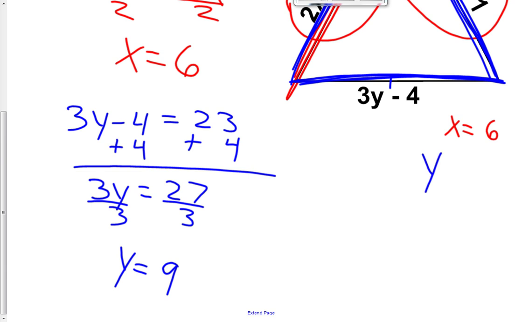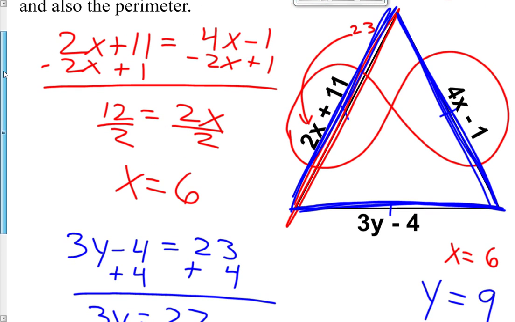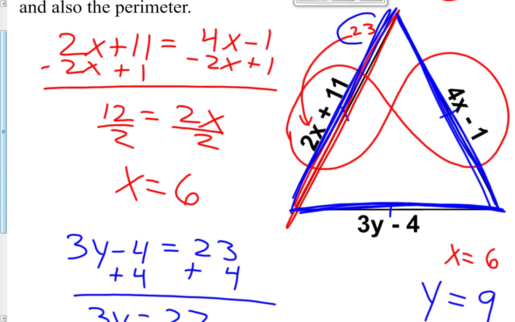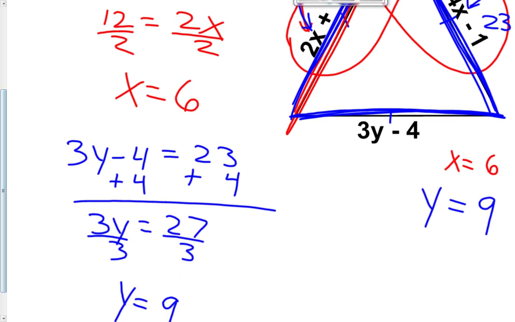So I found x, it's 6. I found y, it equals 9. And now I want to find the perimeter. So if I substitute all my values back in, we just said when we substitute 6 back in, we get a 23 right here. If I substitute 6 into this x, 4 times 6 is 24, and 24 minus 1 is once again 23. We're looking good. For the third side, we should also get 23, but let's make sure we put 9 in here. 3 times 9 is 27, and 27 minus 4 is 23.